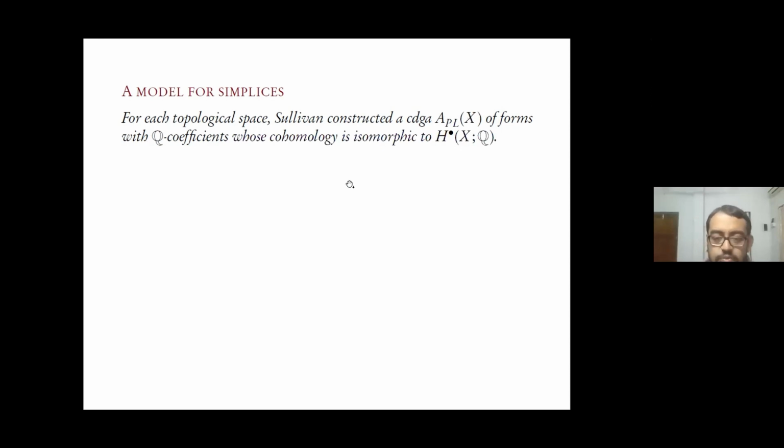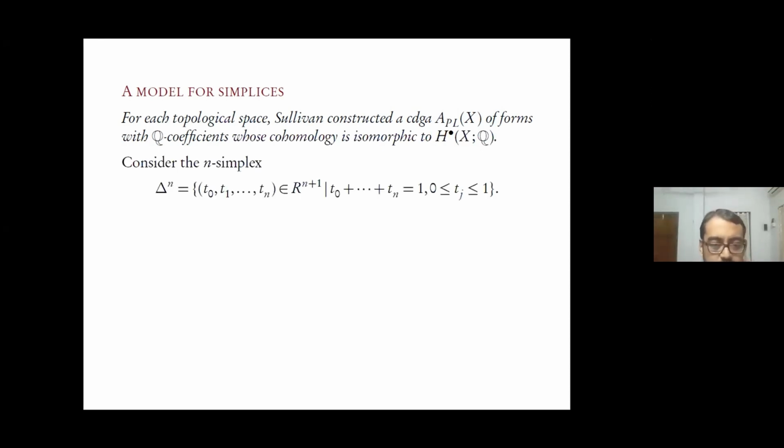The first, of course, being what happens when X is a simplex. So the n-simplex, the standard model is this one. It is the convex hull of the basis vectors in R^(n+1). So this should be the usual math BBR. So there's a small typo.